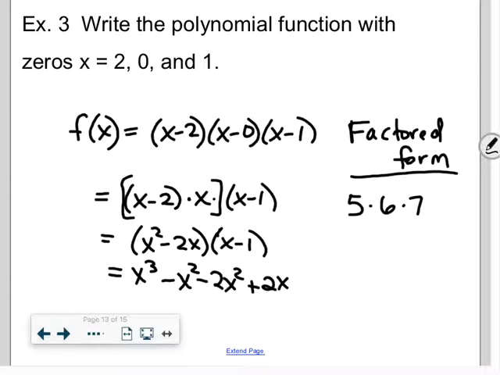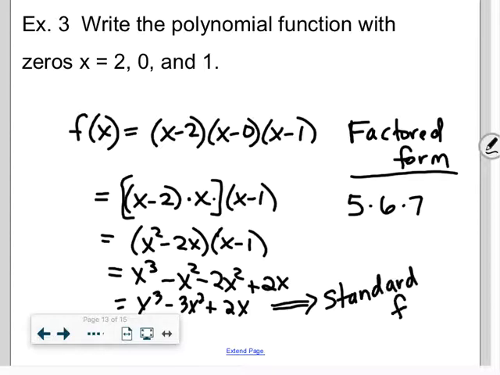Can you collect like terms? So this is giving me x cubed minus 3x squared plus 2x. And this one is now in standard form. So you have factored form and you have standard form.